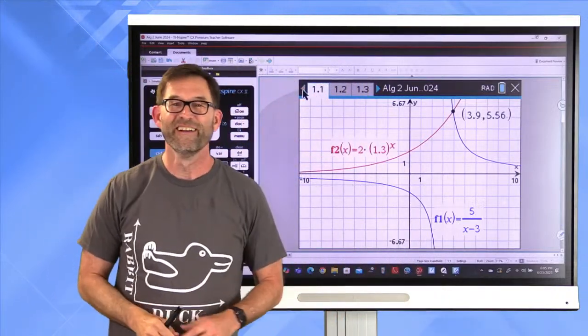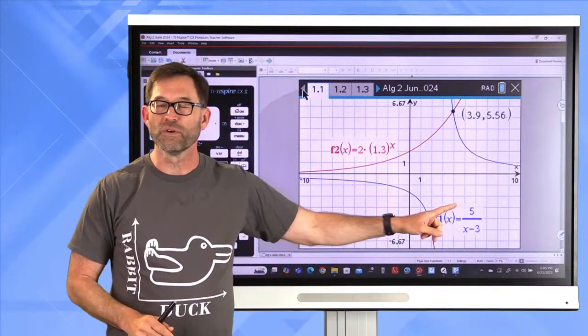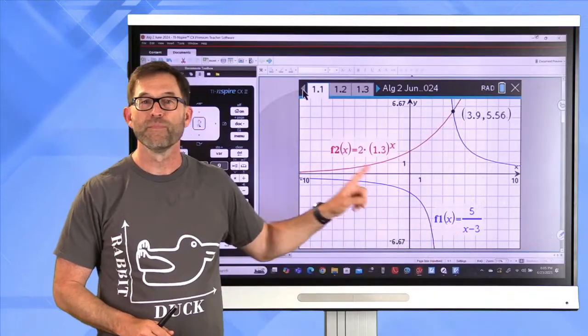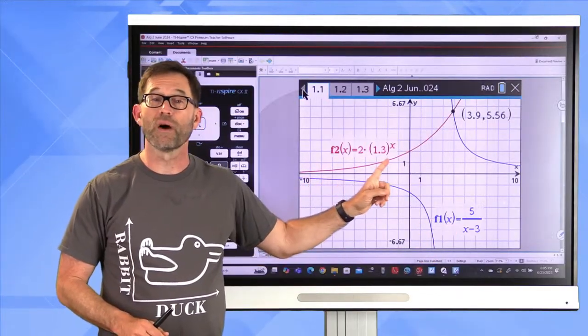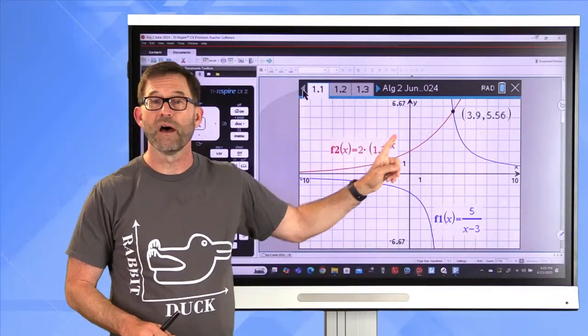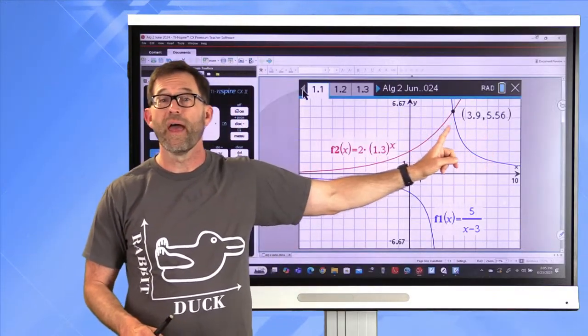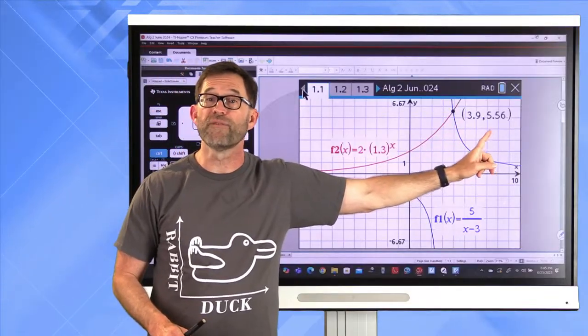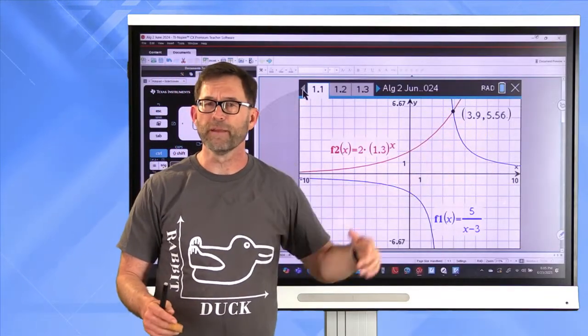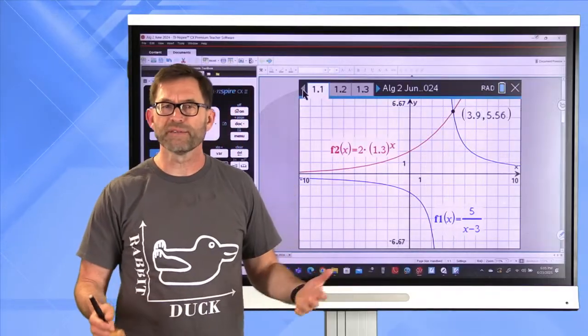Okay, much better. So here I've got f1, which is 5 divided by (x − 3). Here I've got f2, which is 2 times (1 + 3 raised to the x). I've already used my analysis tool to find the intersection point at (3.9, 5.56). So what is my solution?